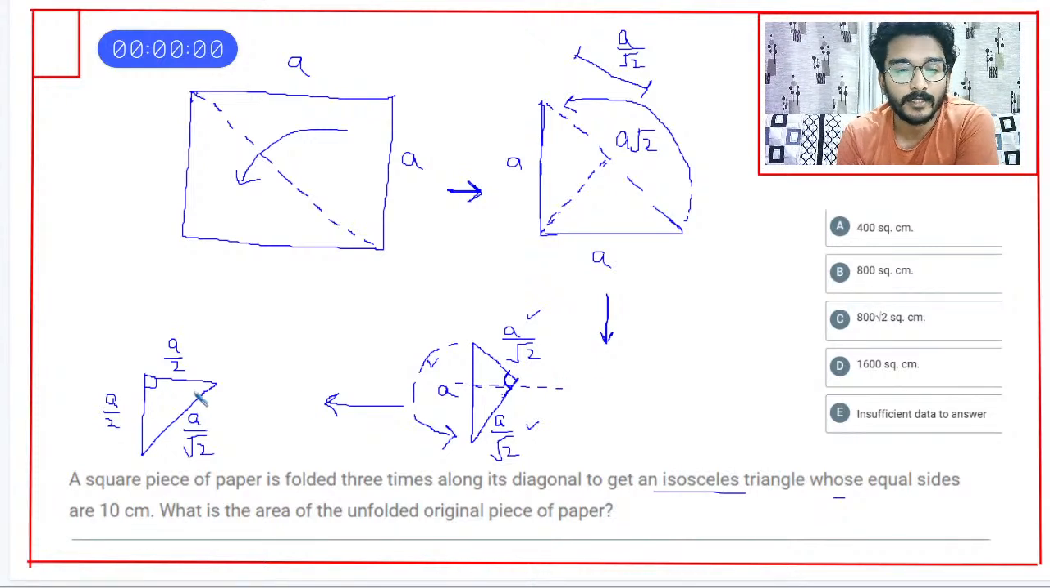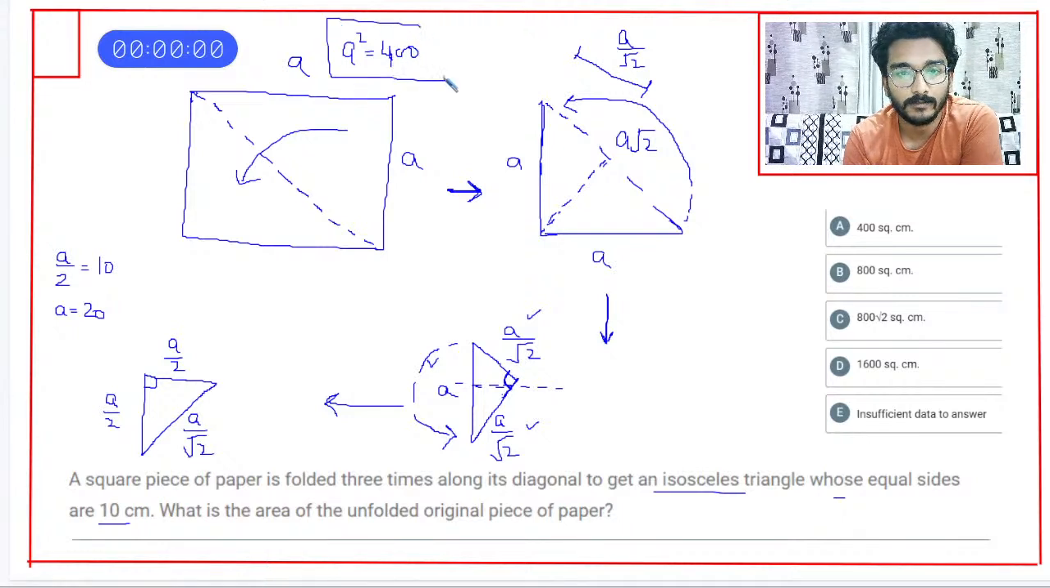So this is an isosceles triangle that we get, and the side is 10 centimeter. We can say a by 2 is equal to 10 centimeter. So a equals 20. So the initial area is a square, which is 400. So that's our answer. Okay, fine.